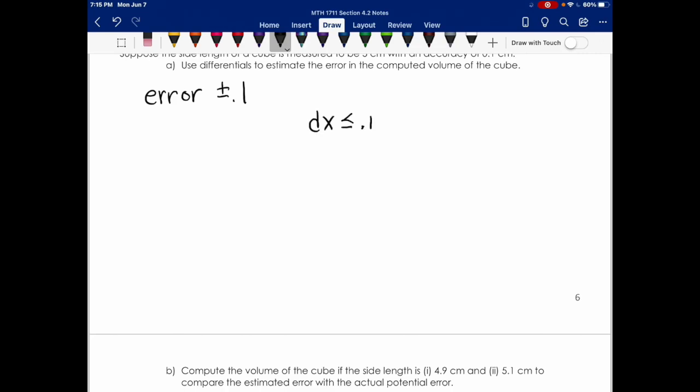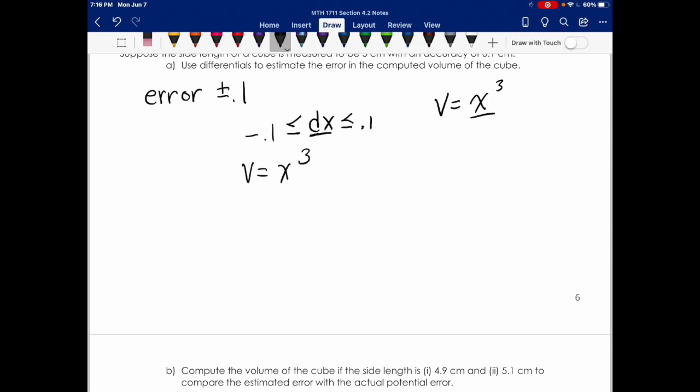We're going to say that the change in x is going to be between 0.1 and negative 0.1. And remember what the change in x is. If we talk about the volume of a cube and the side is length x, then we cube it to find the volume. So x represents the length of the side. And if we're saying the length of the side can change by 0.1 or negative 0.1, that's our error. So the difference in our x's could be either 0.1 or negative 0.1.